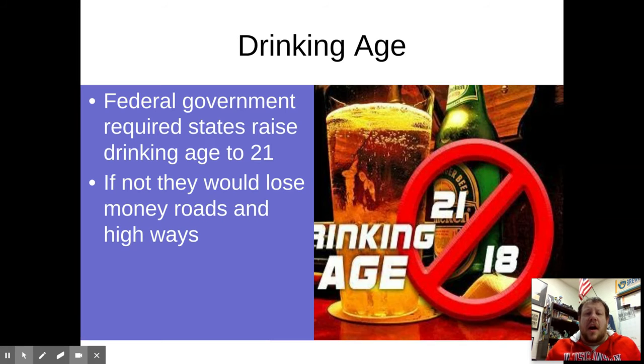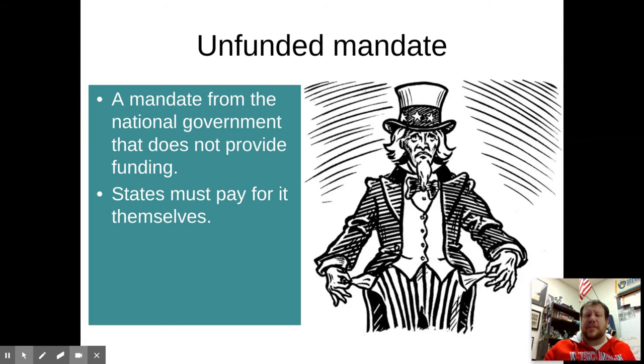Anyway, the drinking age is one that a lot of people do junior year for American government. Is it that it should be 21 or 18? It was a mandate that you have your drinking age at 21. Otherwise, you lose the grant money. You're penalized grant money for roads and highways.